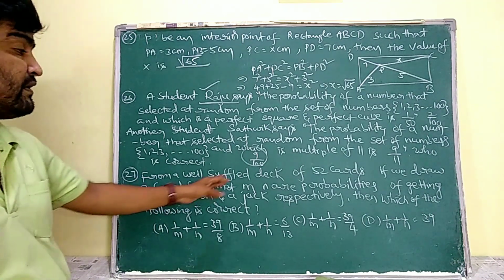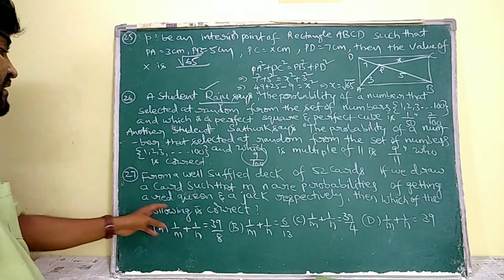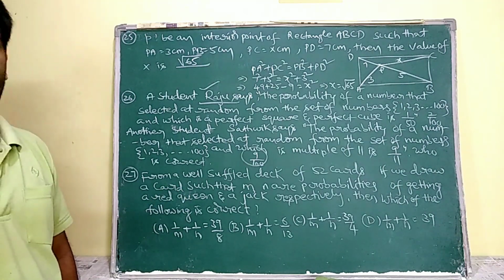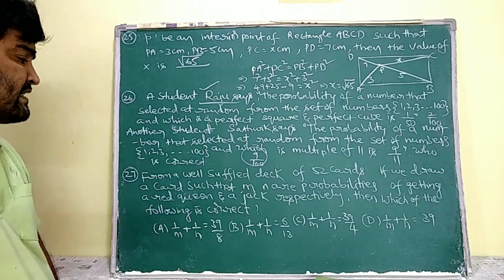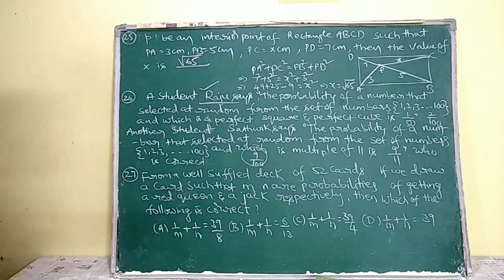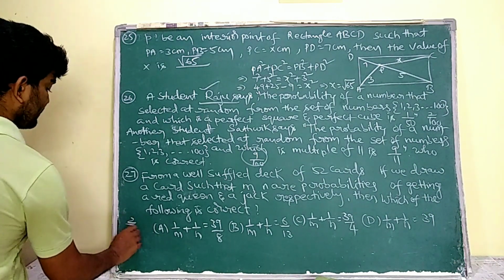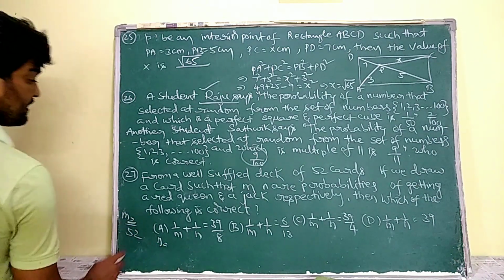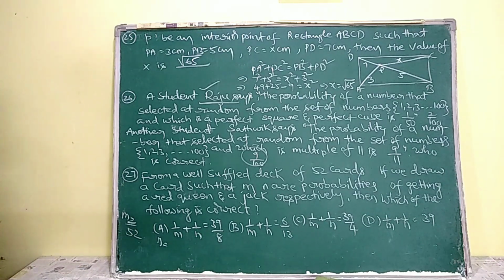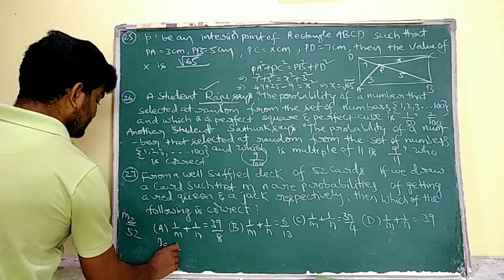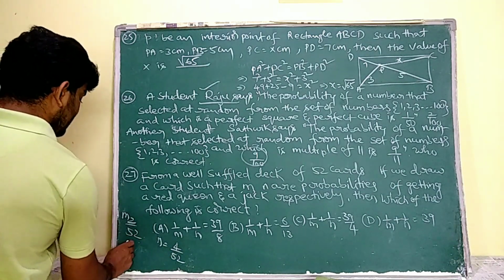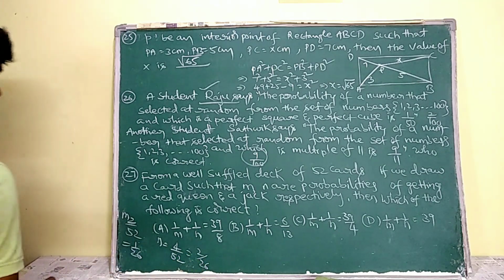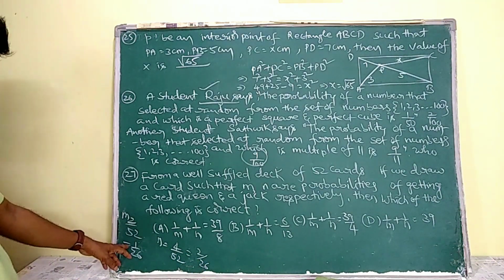Now from a well shuffled deck of 52 cards, if we draw a card such that M is the probability of getting a red queen, and N is the probability of getting a jack. How many red queens are there? 2. 2 by 52 is the M value. How many jacks are there? There are 4 jacks. So 4 by 52 is the N value. M is 1 by 26 and N is 2 by 26. Okay? So these are the values.